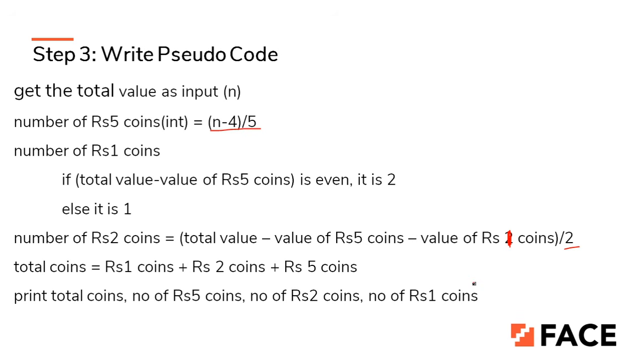Finally, you print the total number of coins, the number of 5 rupee coins, the number of 2 rupee coins and the number of 1 rupee coins as has been asked in the question.